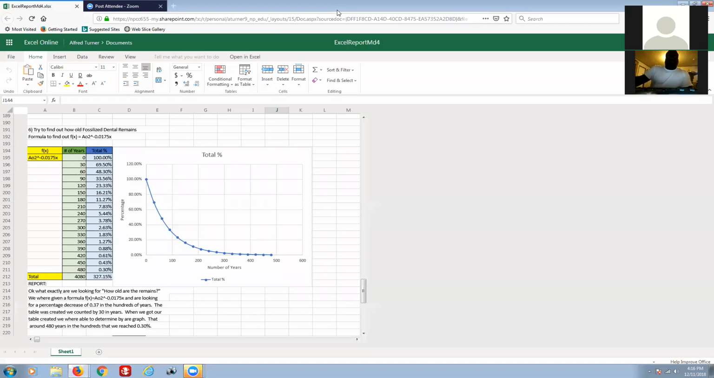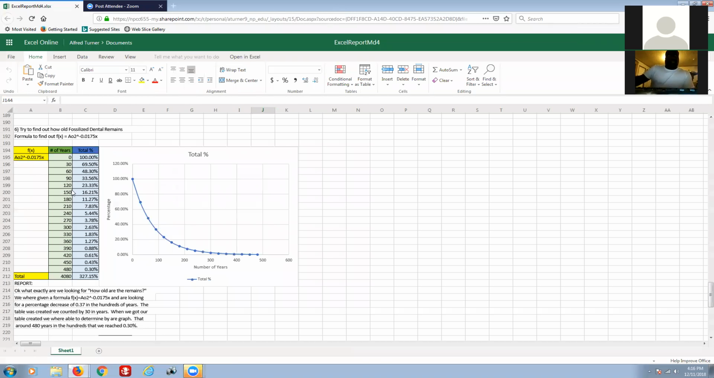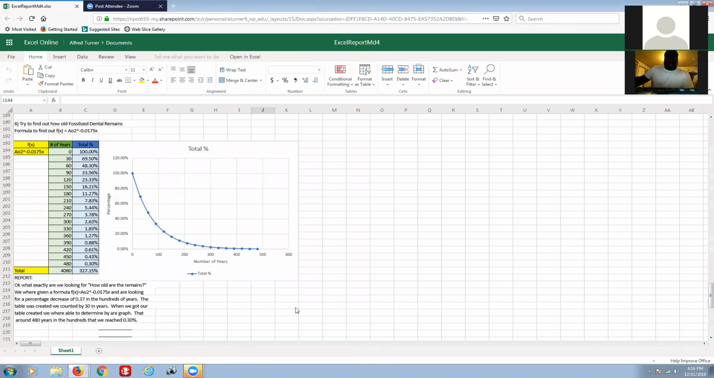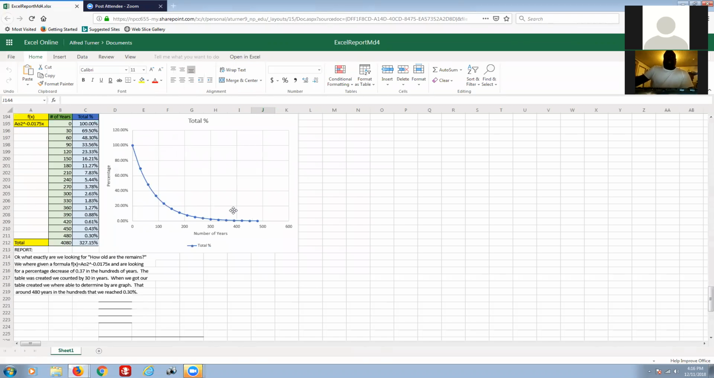Okie dokie. As you can see, I took that formula and I plugged in the numbers and the percentage it gave me, and it went all the way down. And I gave you a total, and I also gave you a total in percentage. You can see what happened right here with that. Number of years, percentage. Okay, what exactly are we looking for? A whole lot of remains.